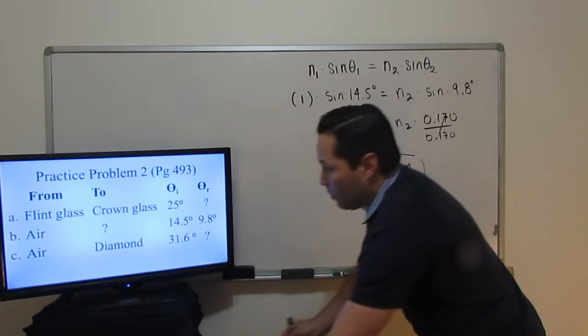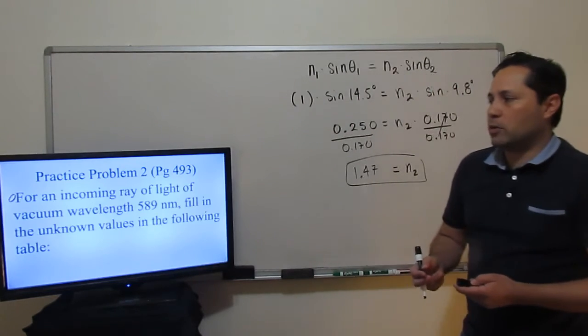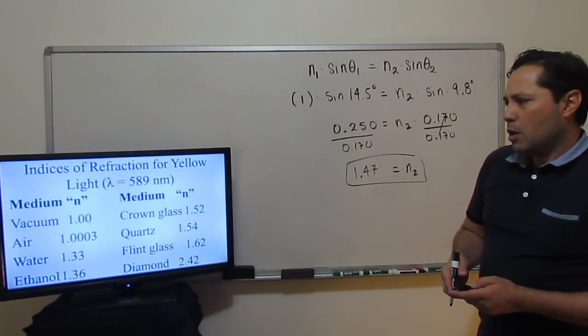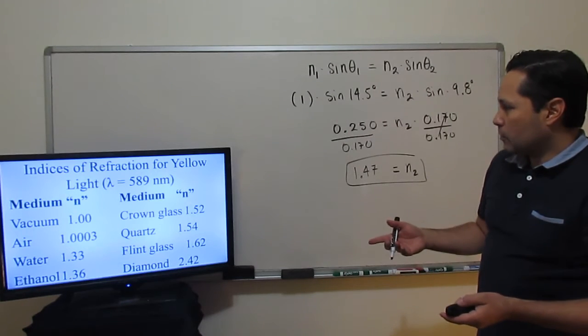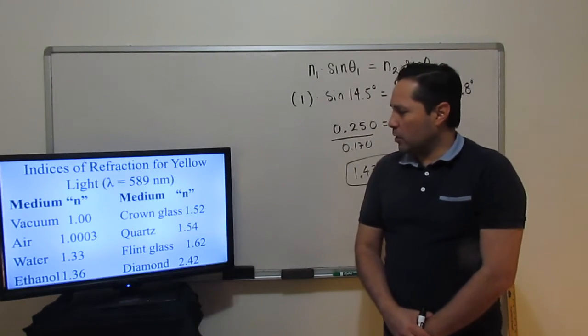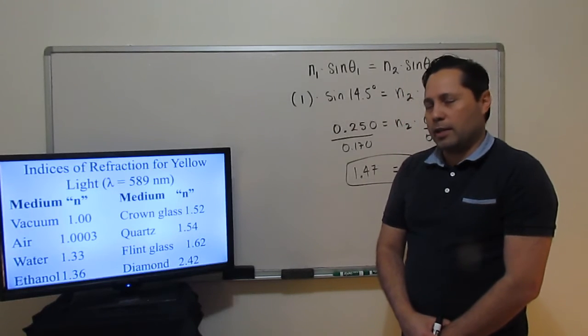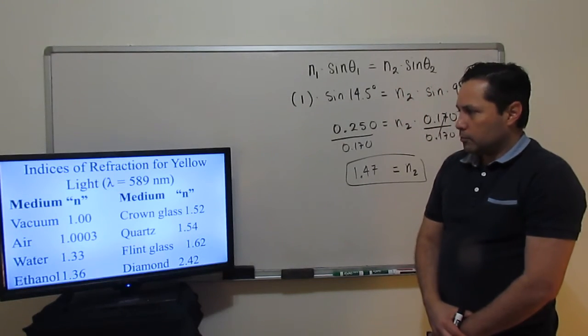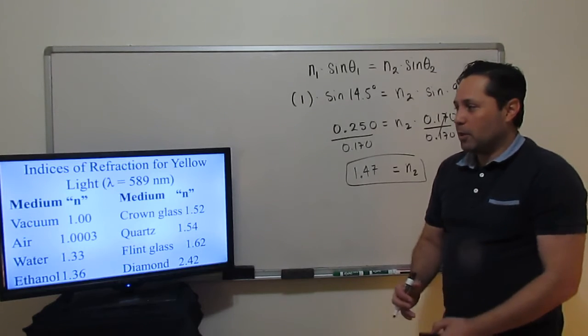Alright, that's a value. But what is it? Let's go back to our table. 1.47. It's not listed on this table. Might be, I'm going to go ahead and look it up and give you the answer at a later time. It's not on the table. Alright, let's move forward.